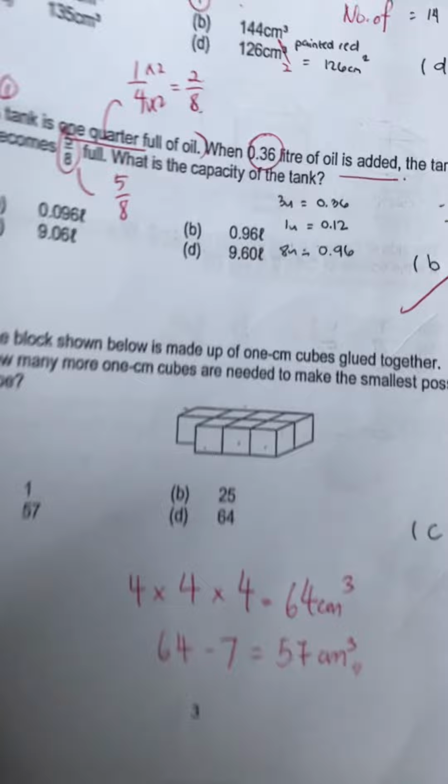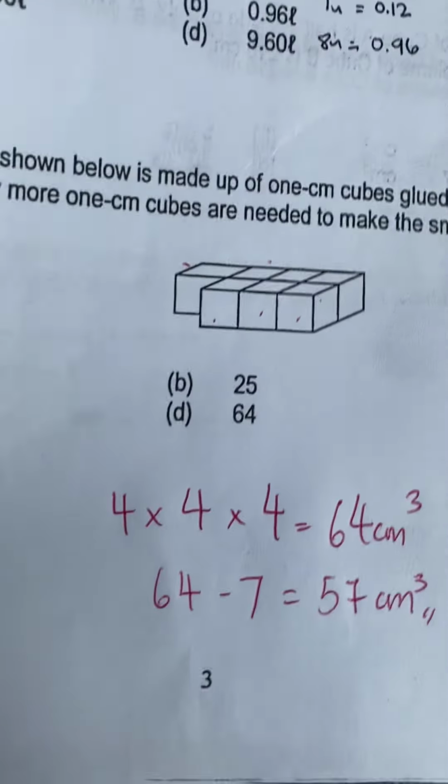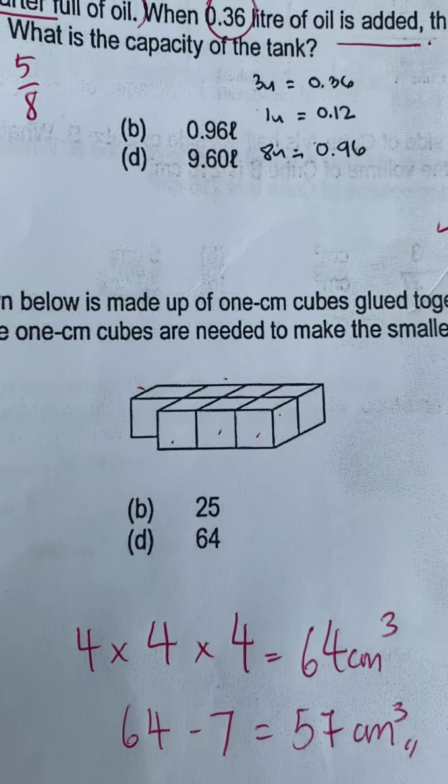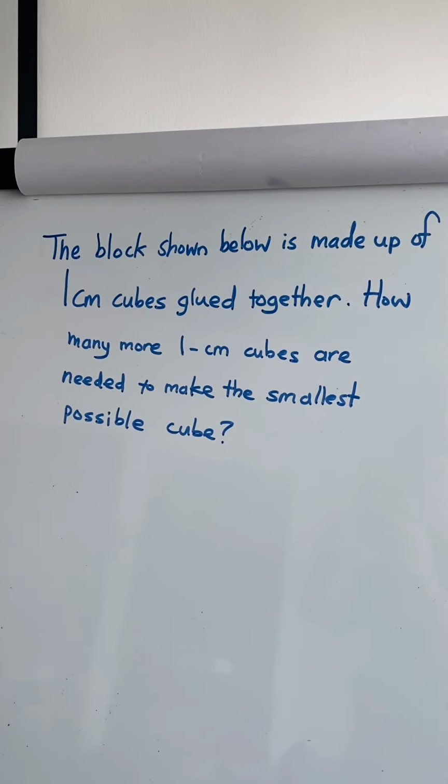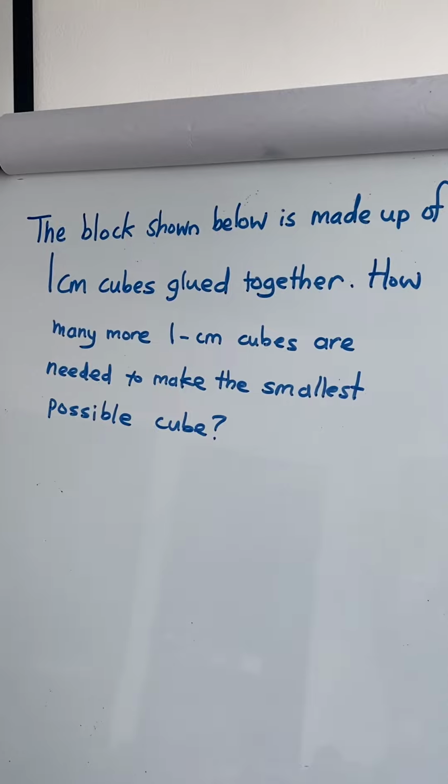Now, as you can see in this question, it says that the block shown below, of course I didn't draw the block, but the block is actually here. As you can see, there are 7 cubes in total. It's made up of 1 centimeter cubes glued together. How many more 1 cm cubes are needed to make the smallest possible cube?